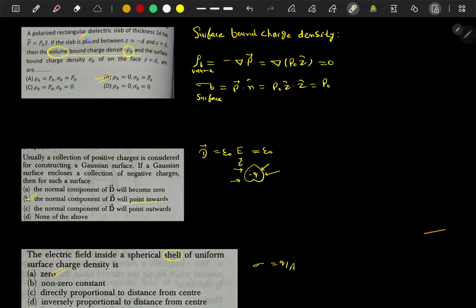So you can see here we have a polarized rectangular dielectric slab, and the thickness is 2d, and P is this, and it is placed between these planes. So volume bound charge density and surface bound charge density: volume bound charge density will be 0 and surface bound charge density will be P naught. Why is it so? Because here the k cap direction is there and here the normal direction is there. Okay, so n cap will be k cap, so P naught.